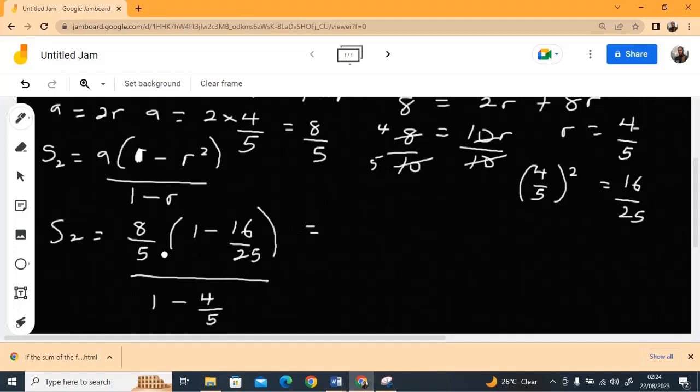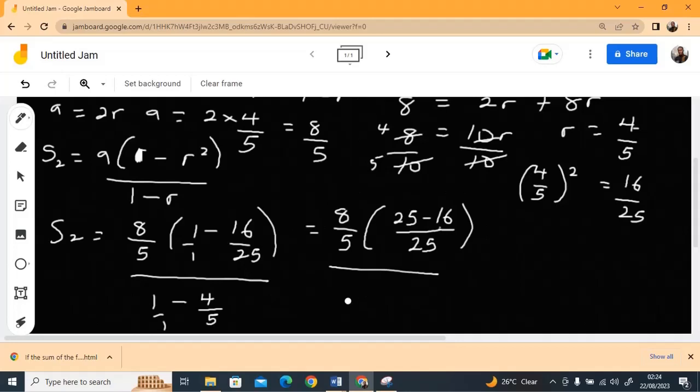Now, what next is that? Let me look for the LCM of this. The LCM of 1 and 25. So you have 8 over 5, open a bracket, and the LCM of this and this is 25. 25 goes into 1 is 25. 25 times 1 is 25 minus 16. Then all over, the bottom is also over 1. The LCM is 5. 5 goes into 1 is 5. 5 times... Let me raise it up so that you'll be able to see what I'm doing.